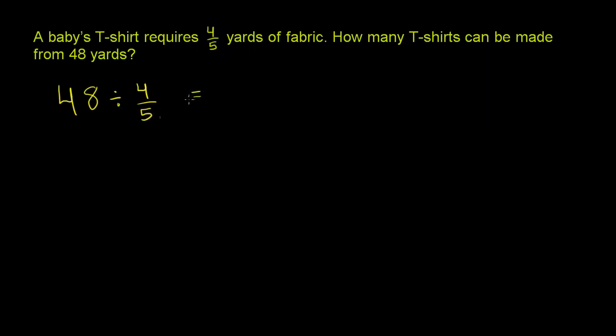Now, when we divide by a fraction, we just have to remember that that is completely equivalent to multiplying times the reciprocal of the fraction. So if we have 4/5 here, that'll be 5/4, the reciprocal. Now, this still might say, hey, I have a whole number here and a fraction. You just have to remember, any whole number can be written as a fraction. This is the same thing as 48/1 times 5/4.